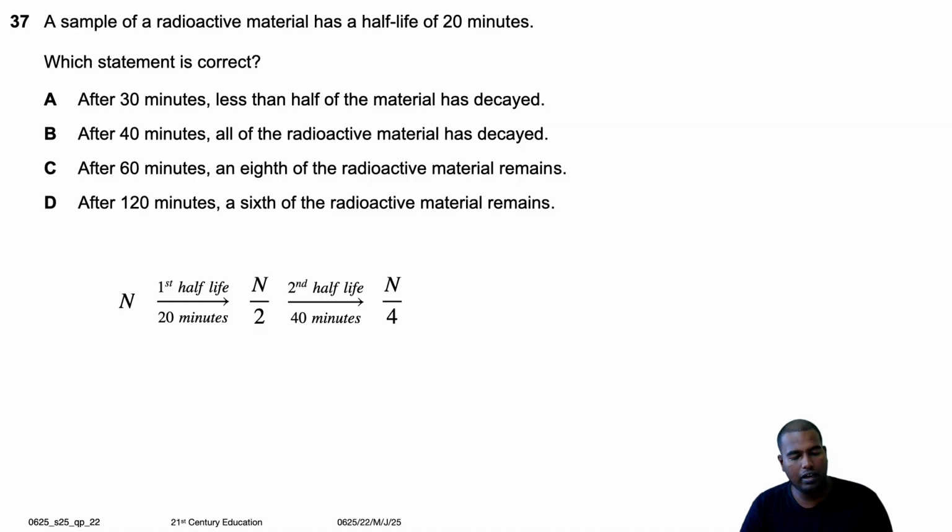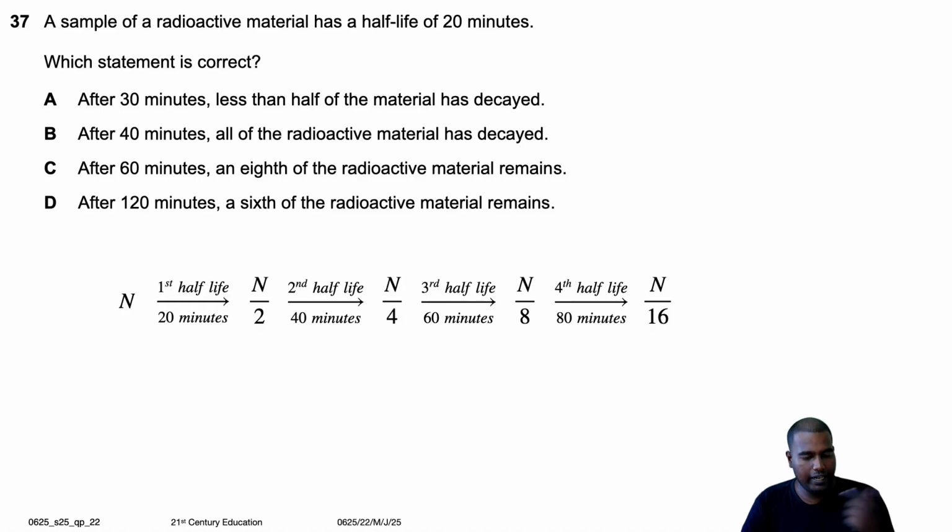After the third half-life, 60 minutes, it will be again n by 4 divided by 2, so n by 8, 1/8 of the original value. After the fourth half-life, it will be 80 minutes, again 1/16 of the original. So after the third half-life, 60 minutes, 1/8 of the material remains. So option C.